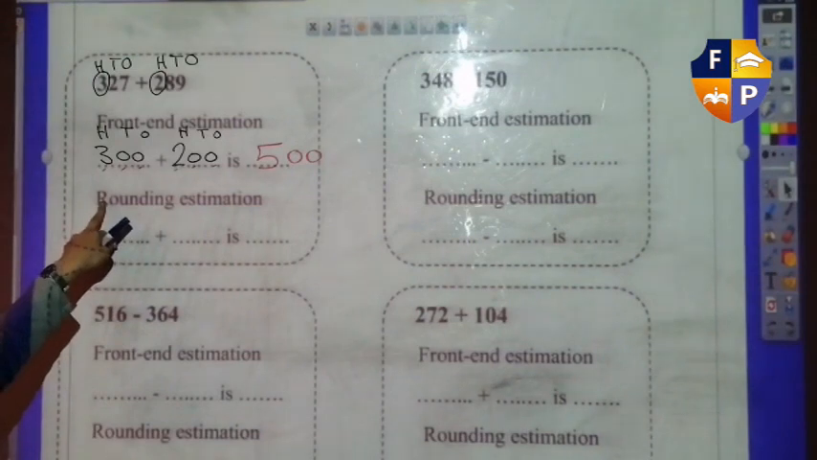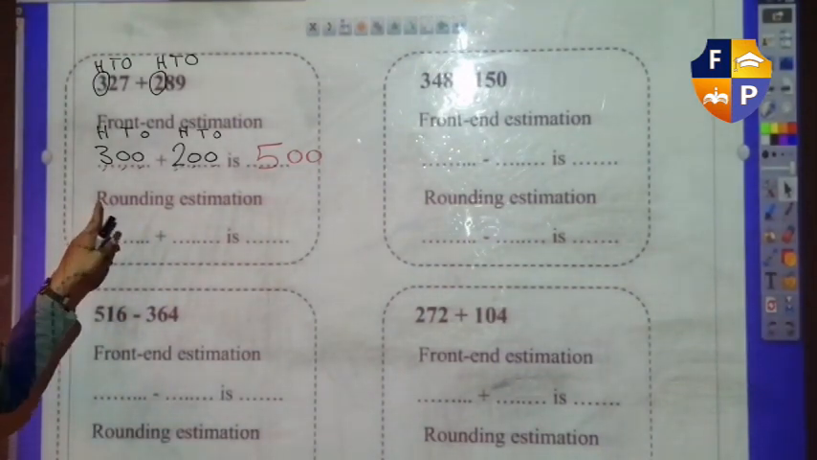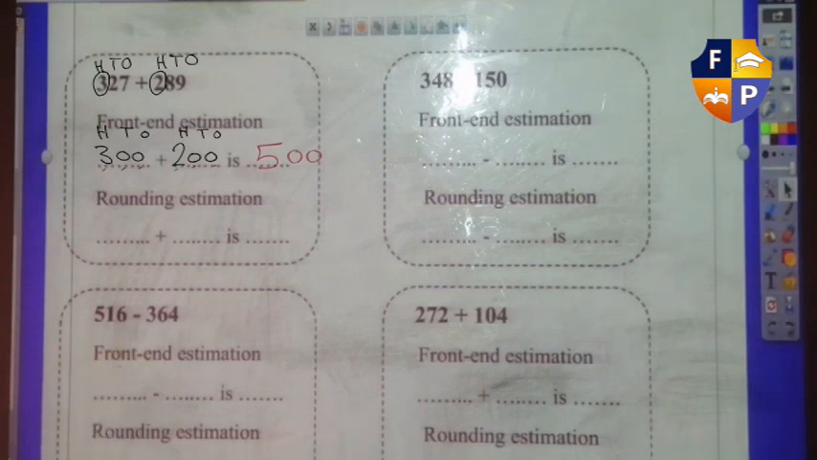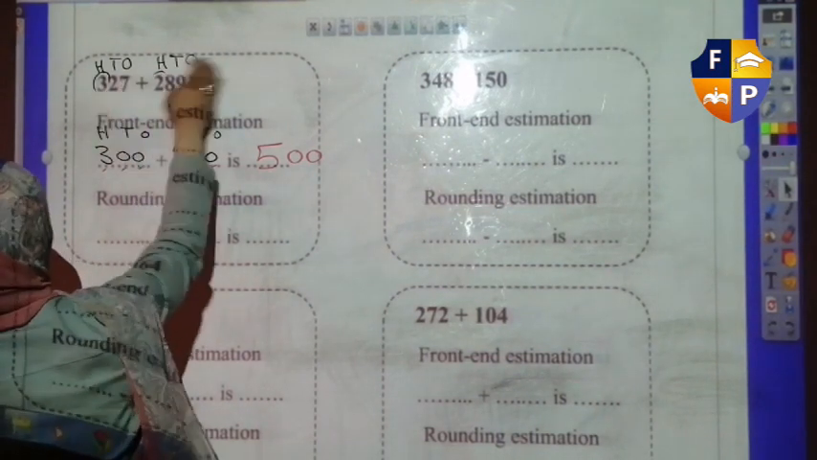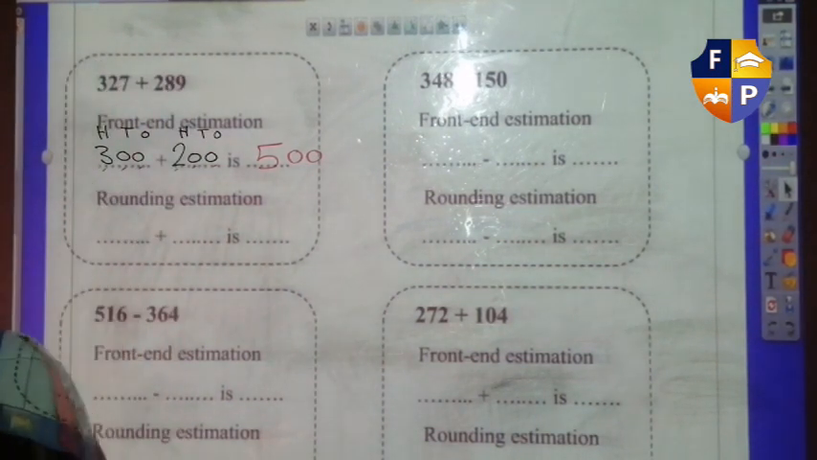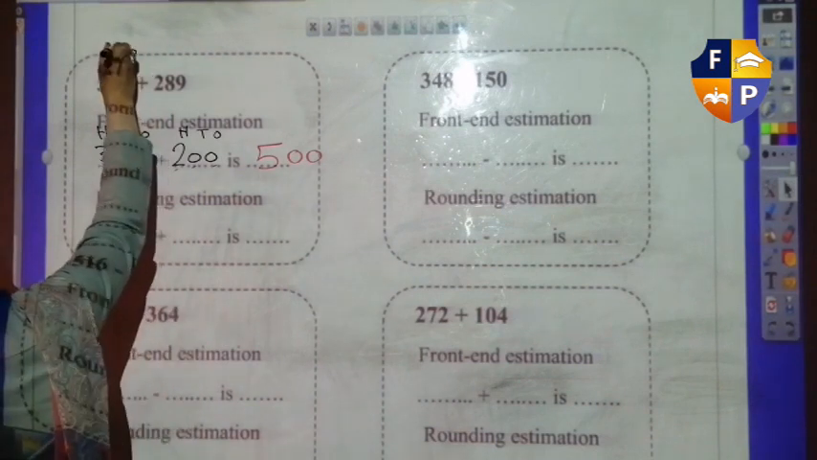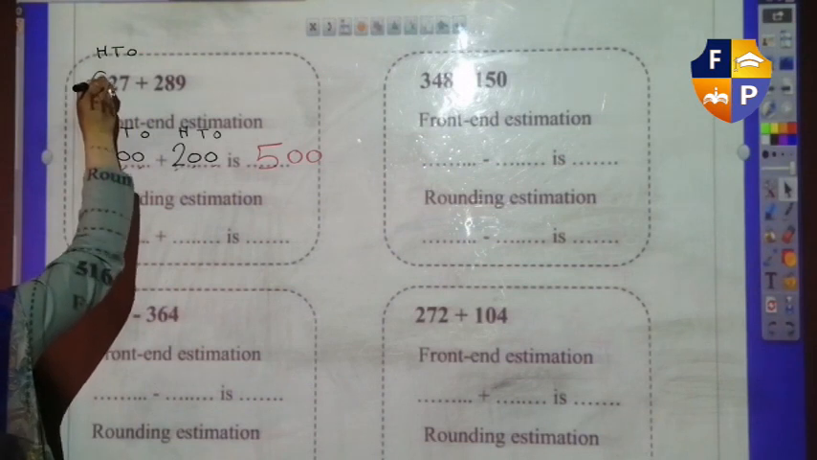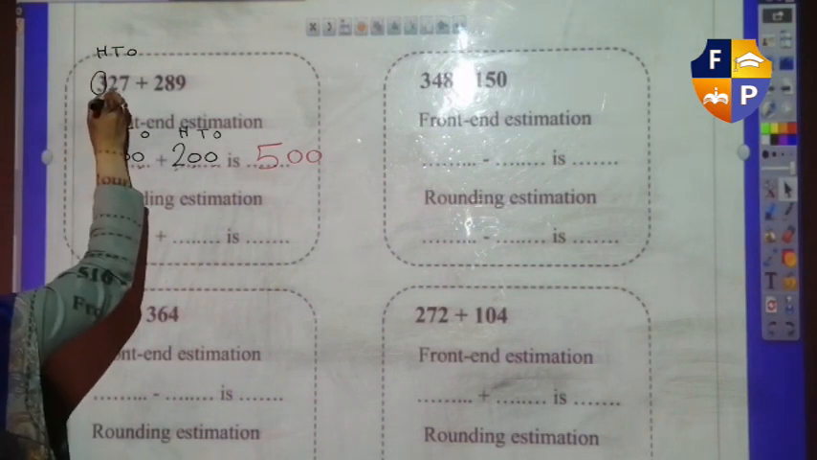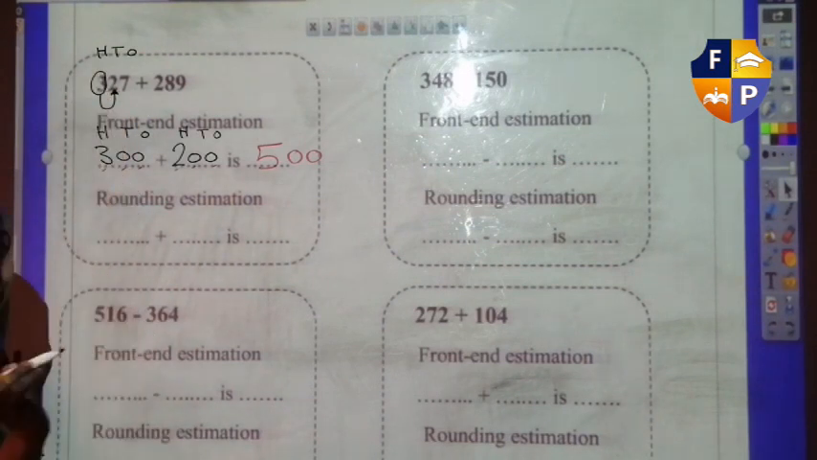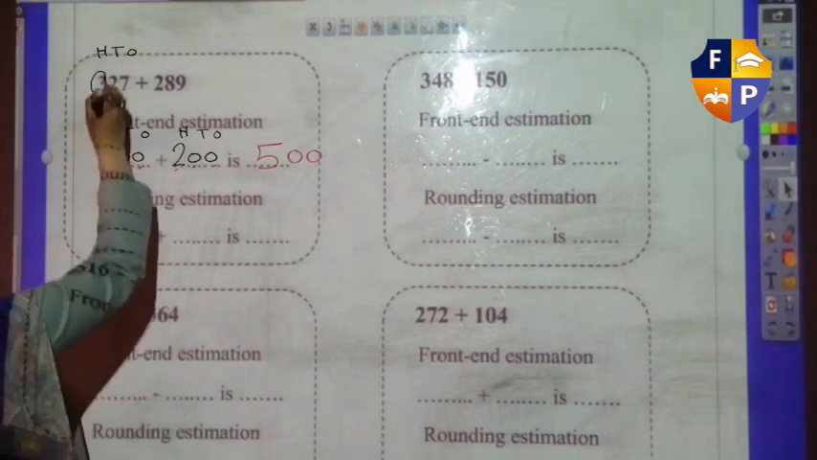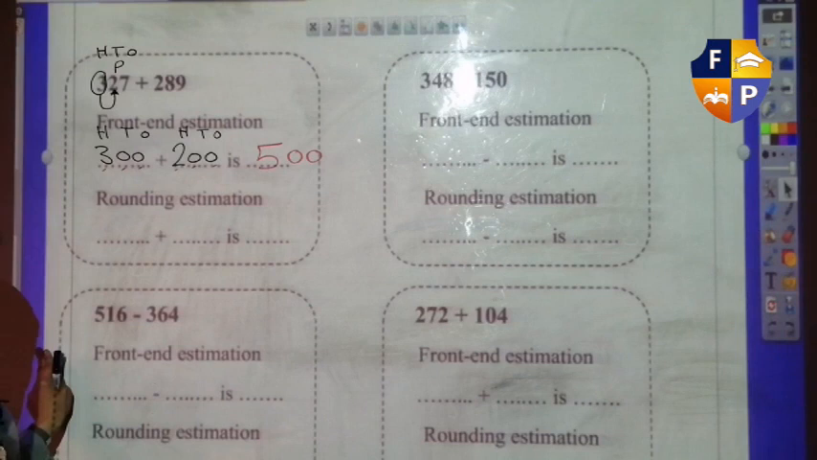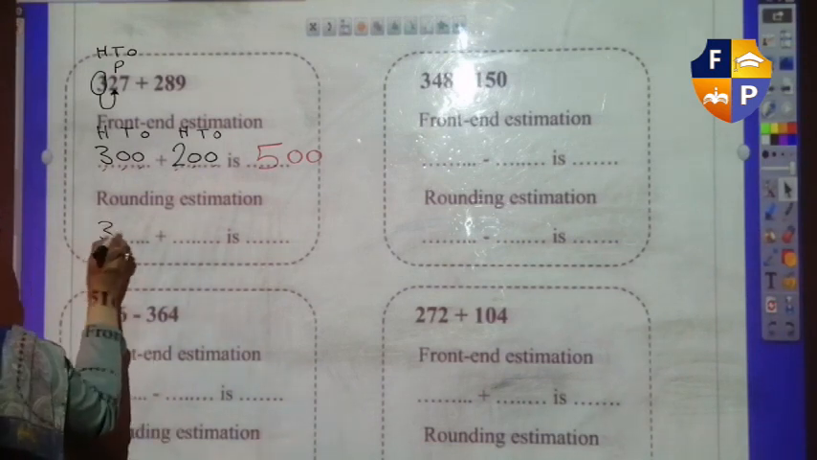And now I will solve the addition operation with rounding estimation strategy. Okay? Rounding to the nearest hundred. Ones, tens, hundreds. Circle around hundreds. Look at the digit before hundreds. 2 in tens. 2 is poor. So 327 rounds down to 300.